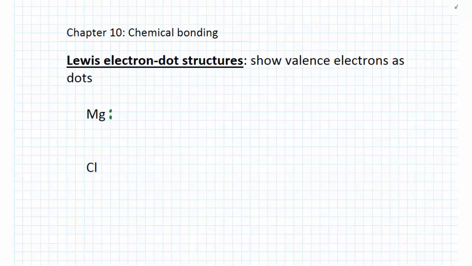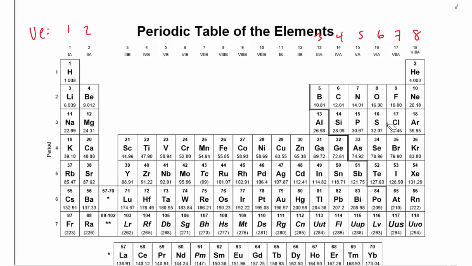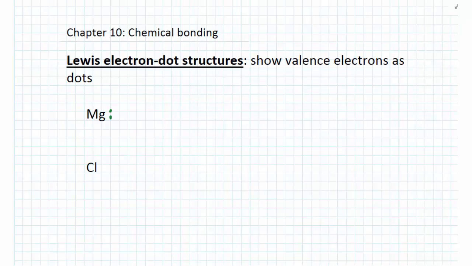Chlorine. How many valence electrons? 7. It's over here. Yep. Chlorine, 7 valence electrons. I'll use a different color here, but 5, 6, 7. We'll do that.